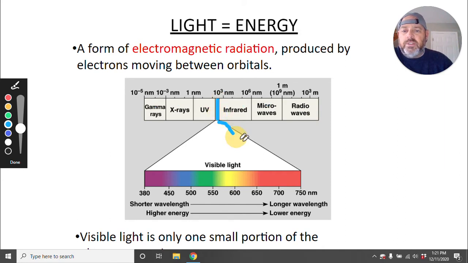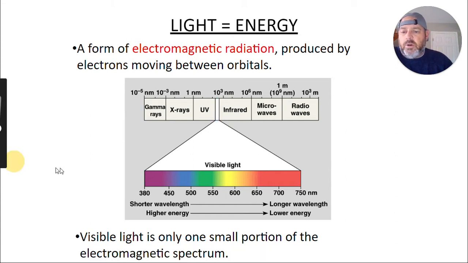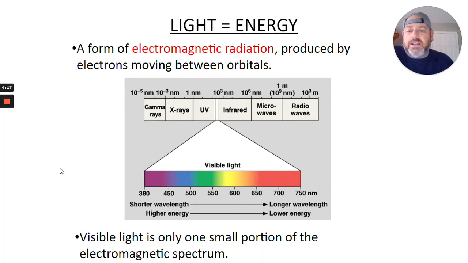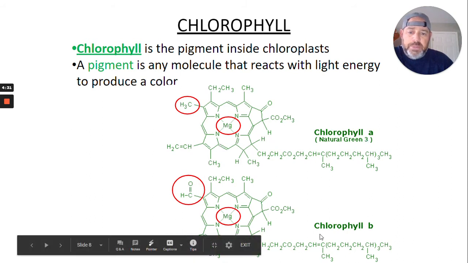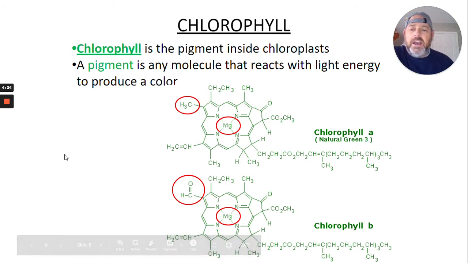And so if you blow this section up and look down here at visible light, and you look at the wavelengths of light along here and the numbers, this is where we get the rainbow from. But that whole thing only exists in this little bitty piece of the spectrum right there. It's a very small portion of the electromagnetic spectrum. Chlorophyll, the pigment we've talked about, is going to react with the light energy to produce a color. And so you have chlorophyll A and chlorophyll B, so slightly different, ever so slightly.